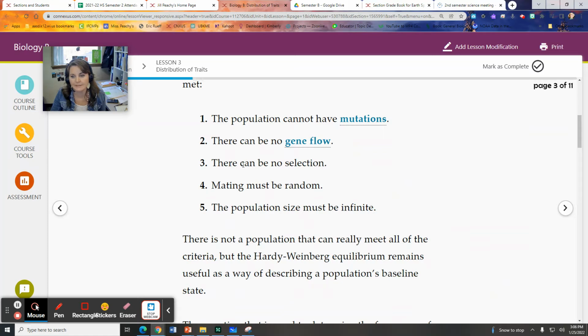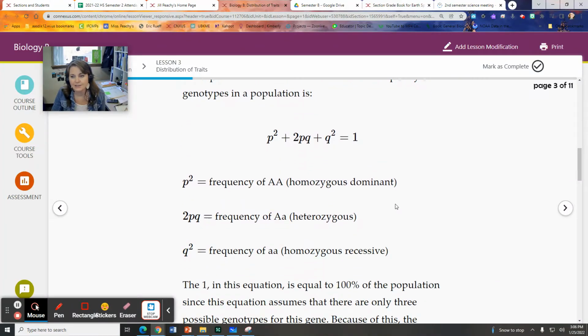If you have some of these, for example, lots of selection and lots of gene flow and lots of mutations, you might see more rapid evolution than if you have very, very little of any of these. So there's an equation, and this is where people get really freaked out because there's some math. And math isn't always everybody's favorite thing in the world.